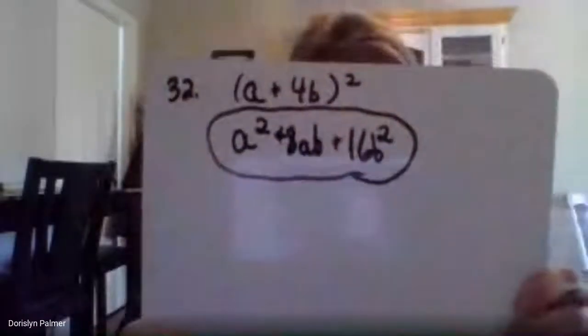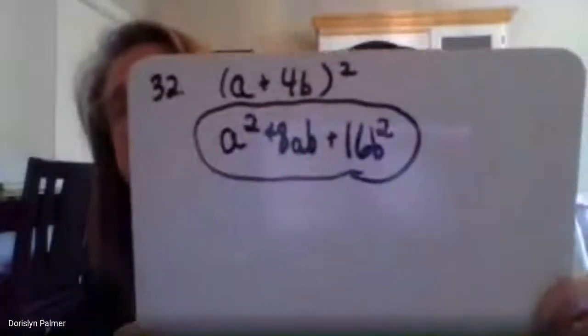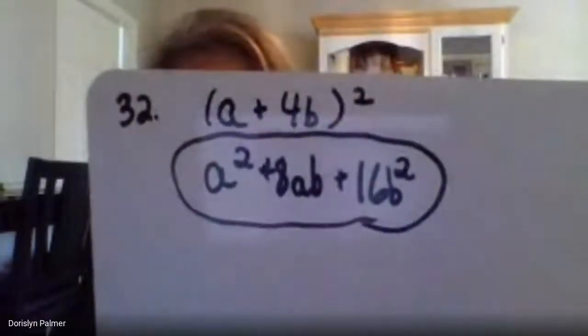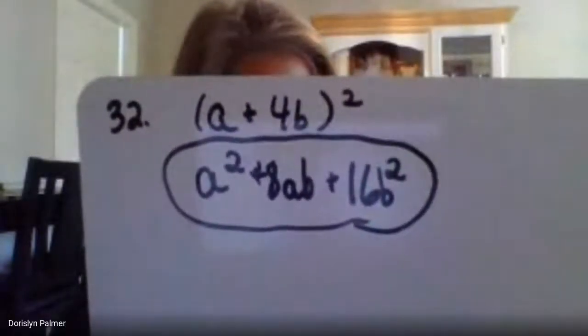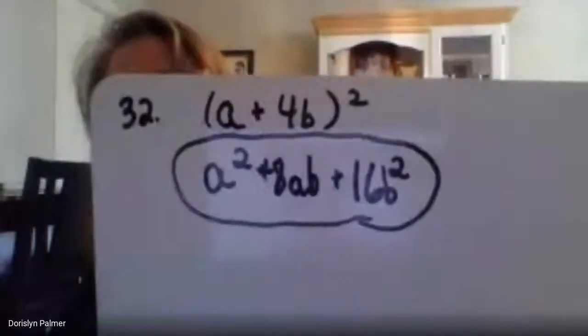Yeah, I did. Okay. So what was your last term, Matthew? 4b squared. But square 4. So what's 4 times 4? Oh, plus 16b squared. Yep, good. And I lost my a when I did it, so you found it for me. Thank you. a squared plus 8ab plus 16b squared. Good work. That was 32. Number 33, Nathan.